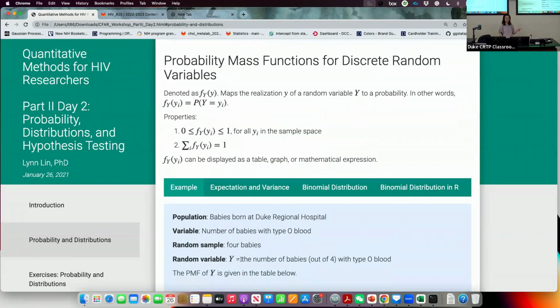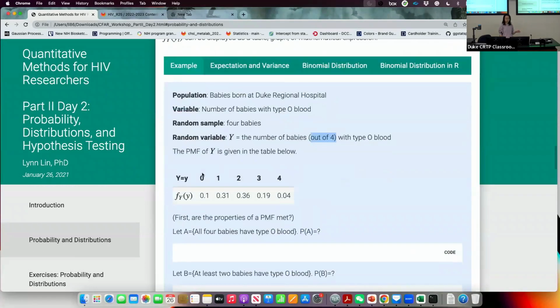Okay, so first of all, given the definition, what are all the possible realizations of this Y, what's the sample space for this Y? What are the possible values that this Y can take? Well, the definition of Y is the number of babies with type O blood. 0 to 4? Yes, because I'm only going to sample 4 babies. The maximum is that all 4 babies actually have this specific blood type, so this is 4. The minimum is that none of them have this particular blood type, so this is 0. That's why if you look at this function, the sample space is from 0 to 4. And then this function actually maps each value to a probability, to a number. So the first question is, is this a valid probability mass function?